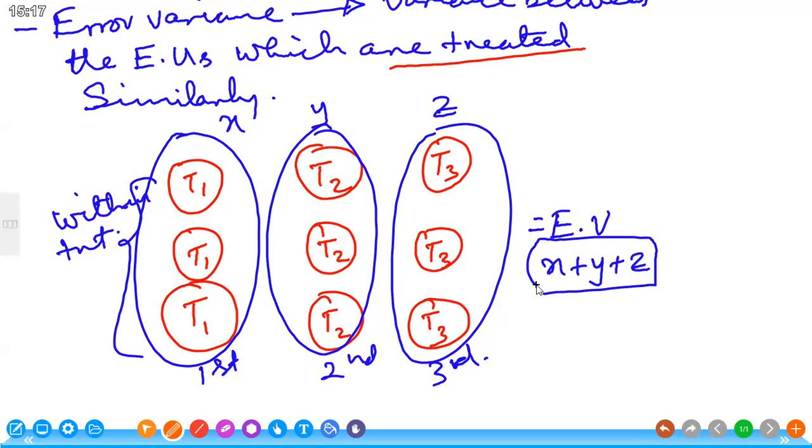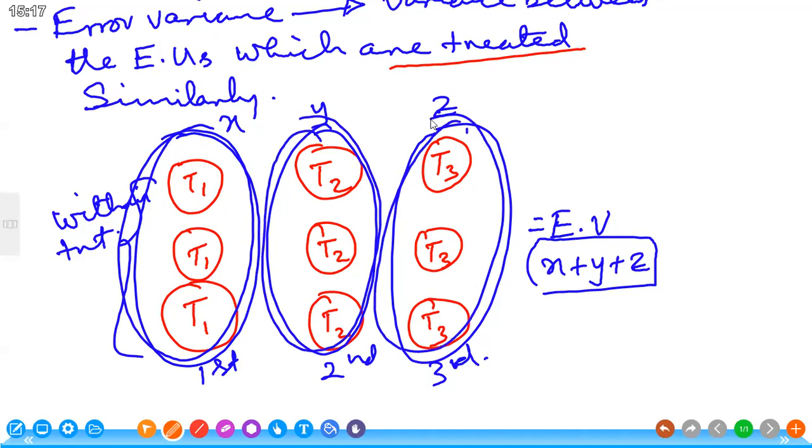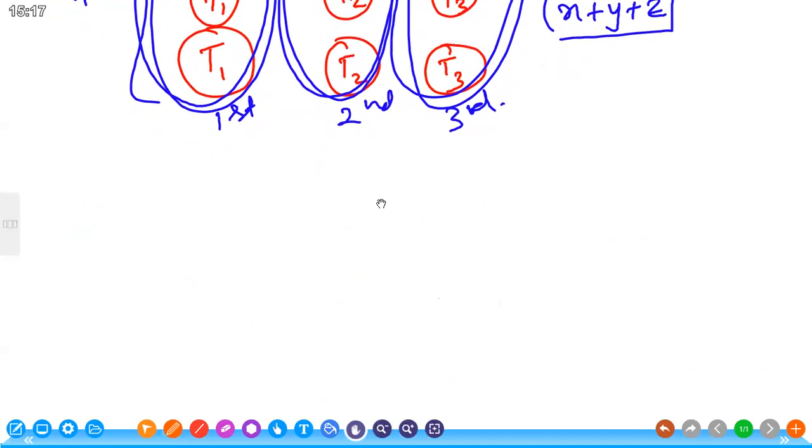The variance between the experimental units which are treated similarly is called error variance. So we calculate the error variance for the first treatment, for the second treatment, and for the third treatment. Now, what is the purpose of error variance?